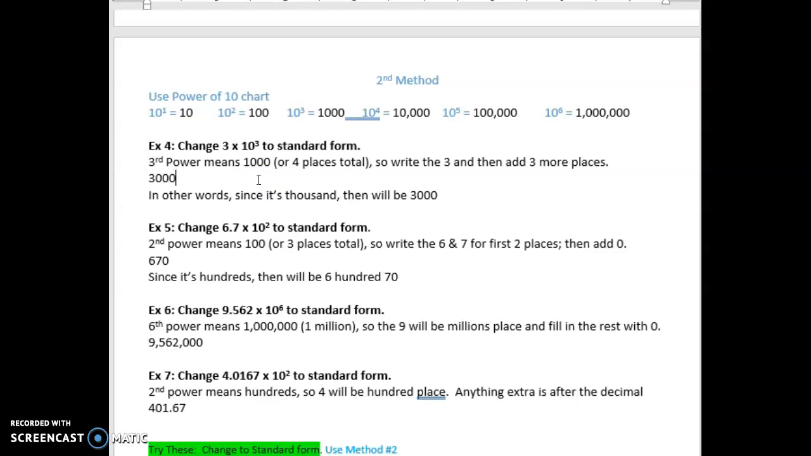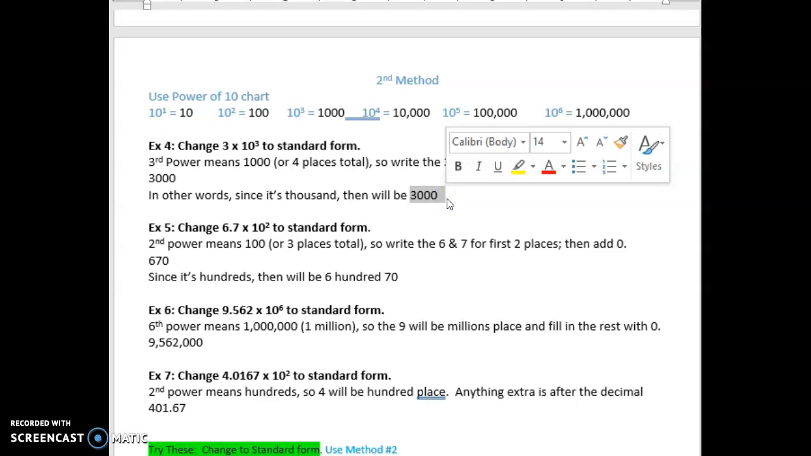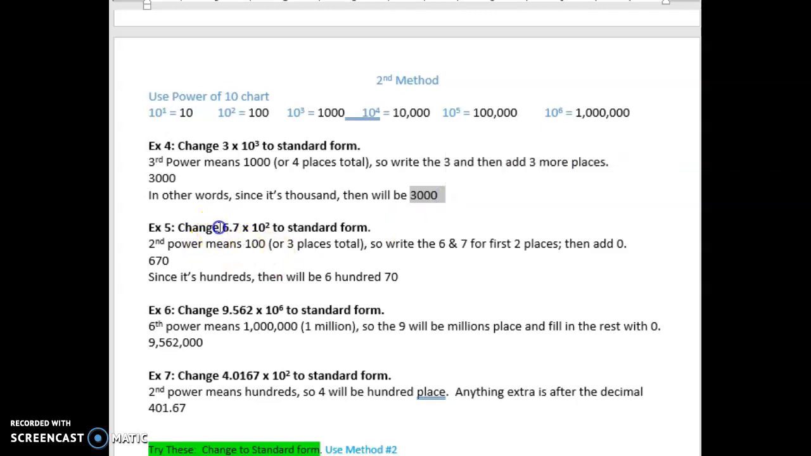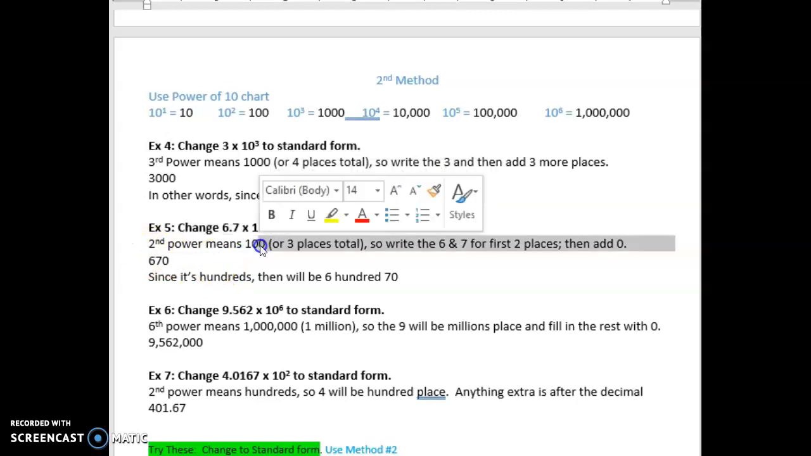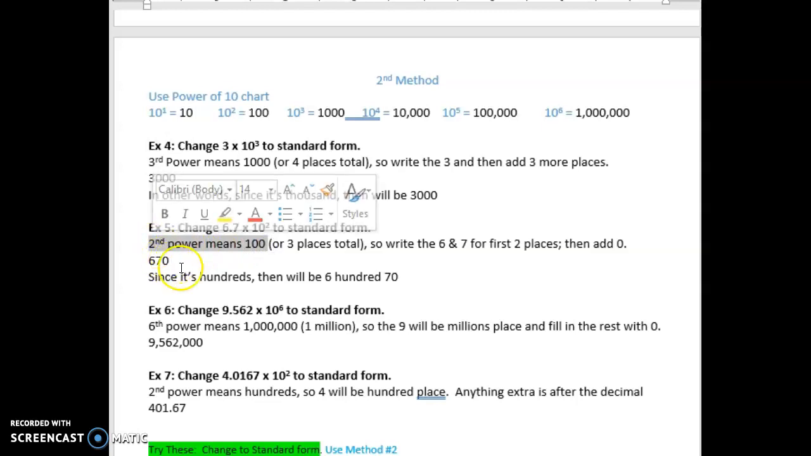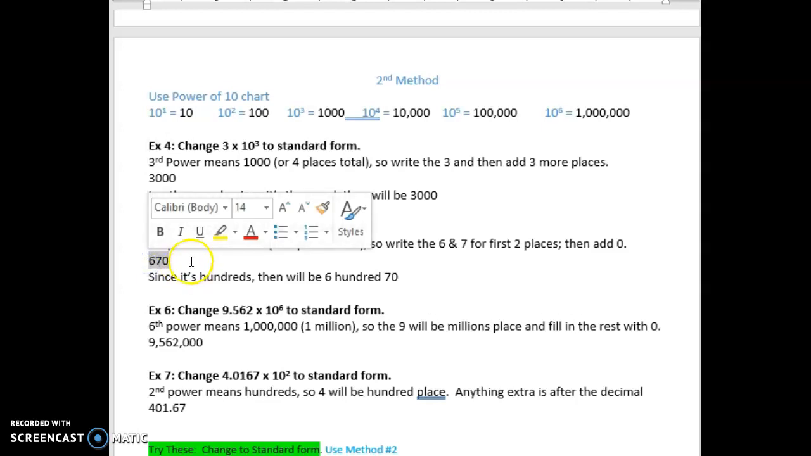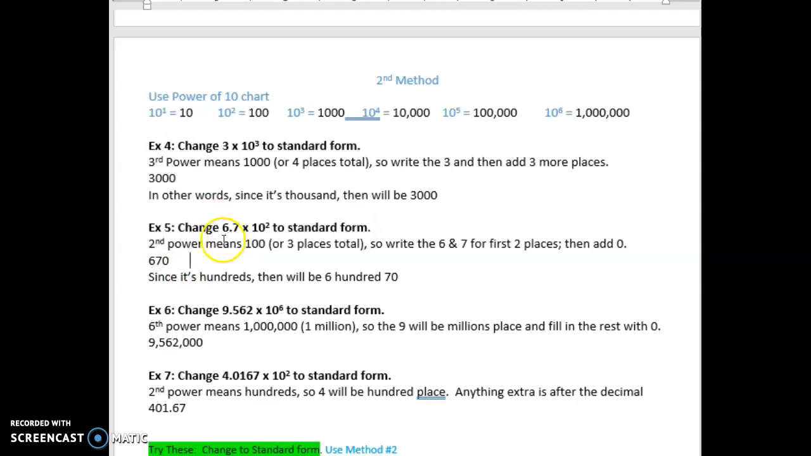3 times 10 to the power of 3, that third power means the thousands. So we would take 3 and it becomes 3,000. That was easy. 6.72 times 10 to the power of 2. Second power means I'm talking about hundreds, right? So that 6.72 has to turn into 670.2. Moving the decimal place and knowing that the exponent of 2 is talking about a hundred, 6.72 becomes 672.